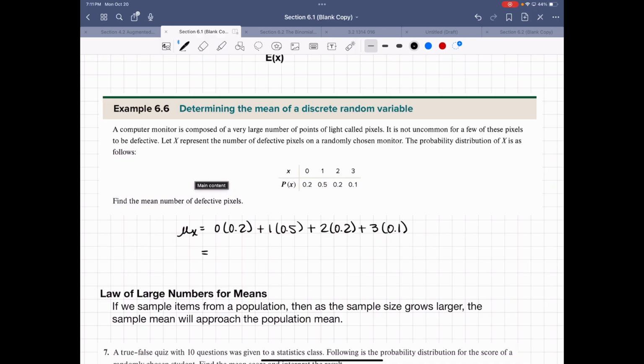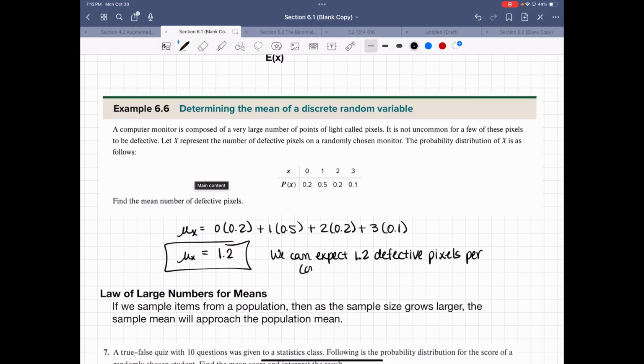Okay, when I add all that up, what do I get? Good, 1.2. What that means is that we can expect 1.2 defective pixels per computer monitor. Okay, that's what that means.